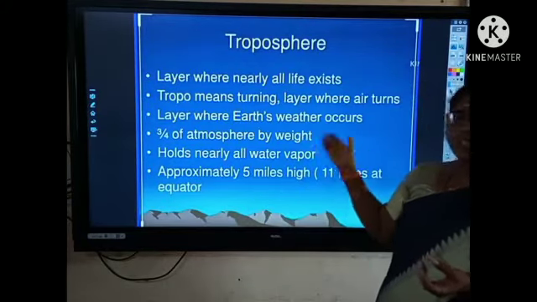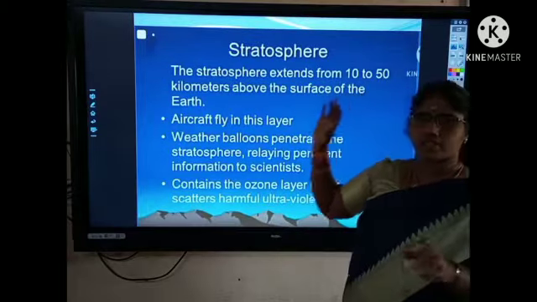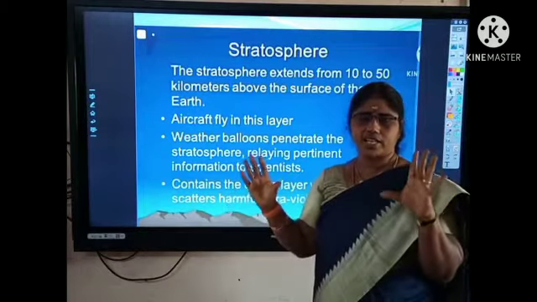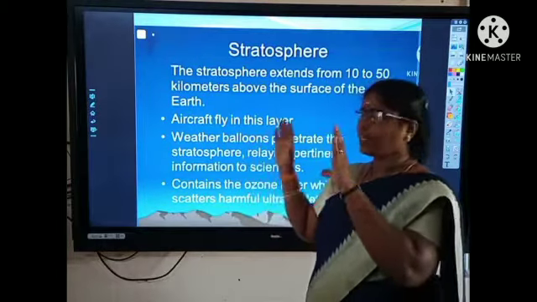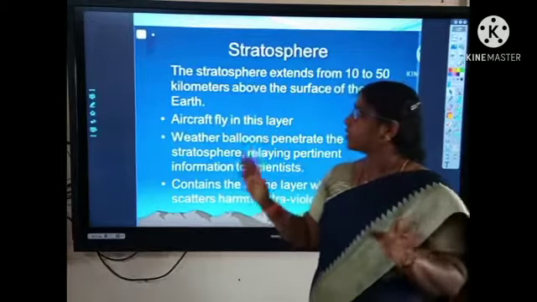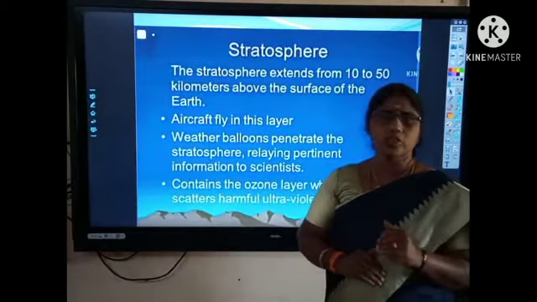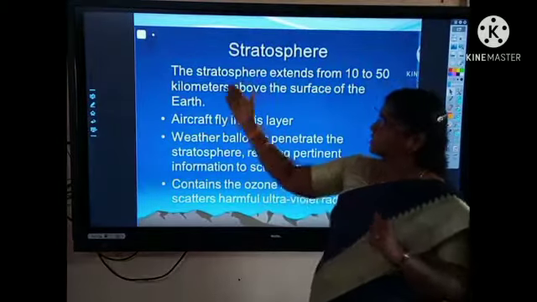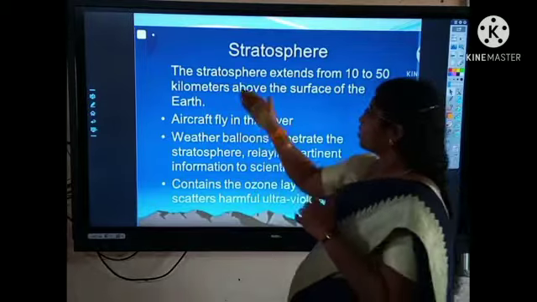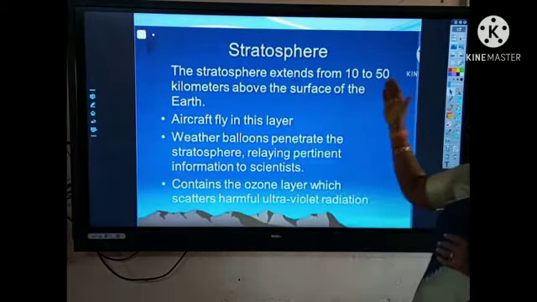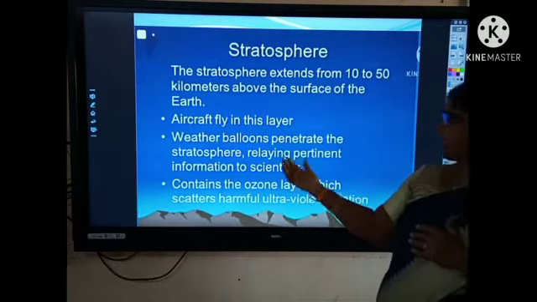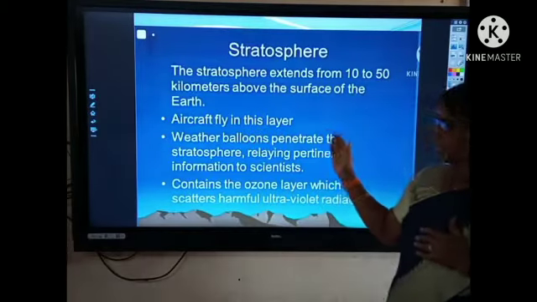Here you can see the main points. In the troposphere, weather changes are observed, and all living things exist in this layer. The next one is stratosphere. What is stratosphere? It lies above the troposphere. The stratosphere extends from 10 to 50 kilometers above the surface of the earth. Aircraft fly in this layer.